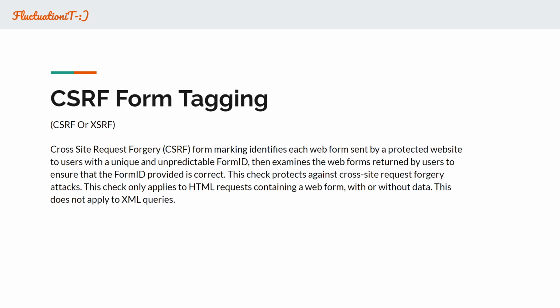Now we have form tagging. Cross-site request forgery form tagging identifies each web form sent by a protected website to a user with a unique form ID. Then it examines the web form returned by the user to ensure that the form ID provided is correct. This check protects against cross-site request forgery attacks. This check only applies to HTML requests containing a web form with or without data. This does not apply to XML queries.